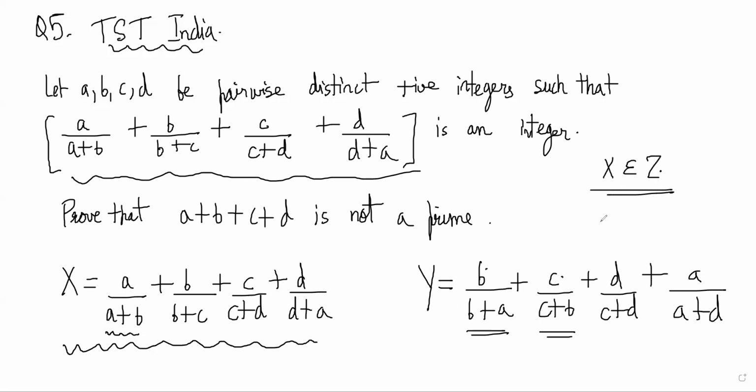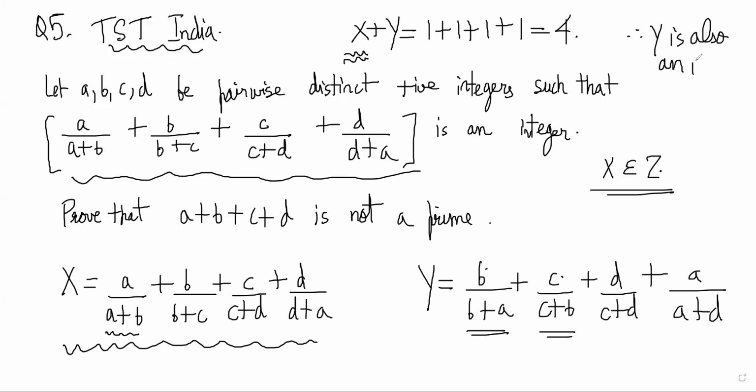The question has said that x is an integer. So we can check x plus y. What is x plus y? When you add x plus y, what is coming? It is coming 1 plus 1 plus 1 plus 1. You can do it yourself. It is obvious. So x plus y is equal to 4. And therefore, since x is an integer, y is also an integer because x plus y is equal to 4, right?